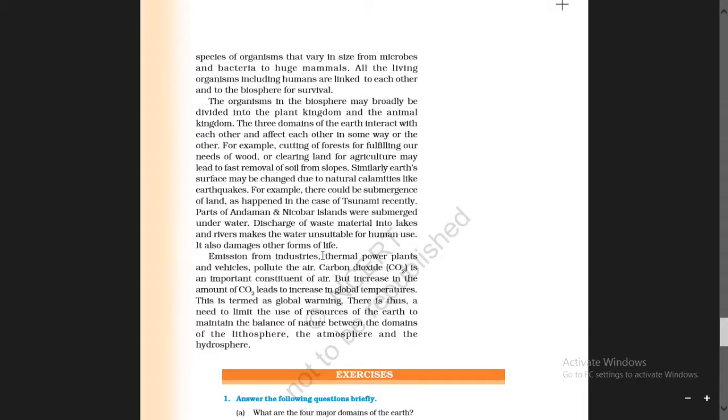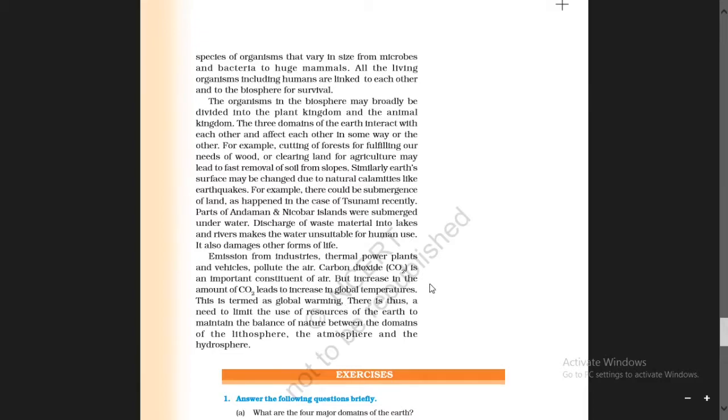Emission from industries, thermal power plants, and vehicles pollute the air. Emission means the production and discharge of gas or radiation from industries, thermal power plants, and vehicles. It also pollutes the air. Carbon dioxide, CO2, is an important constituent of air, but increase in the amount of CO2 leads to increase in global temperatures. This is termed as global warming.